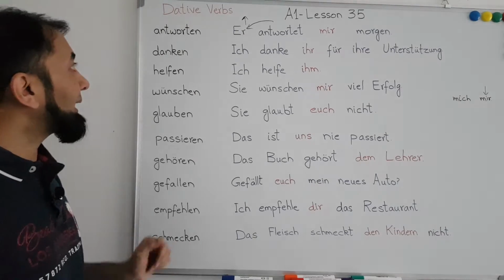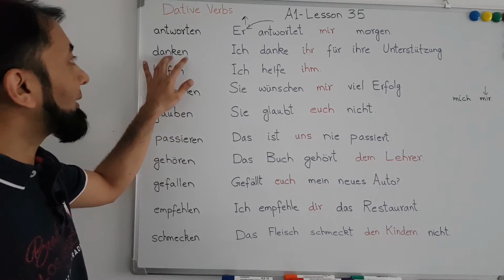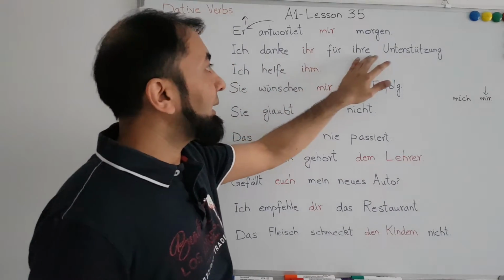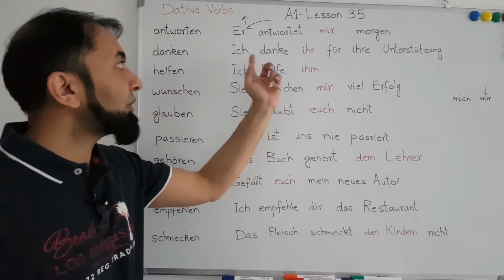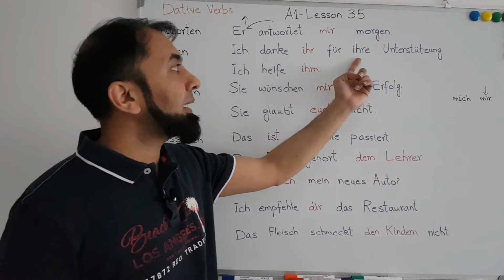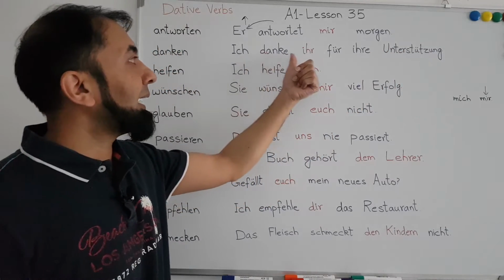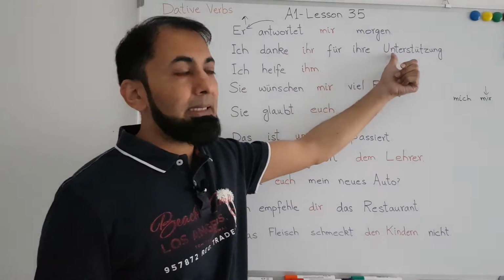Now let's look at the second example. Second verb is danken, which means to thank. Ich danke ihr für ihre Unterstützung. I thank her for her assistance.